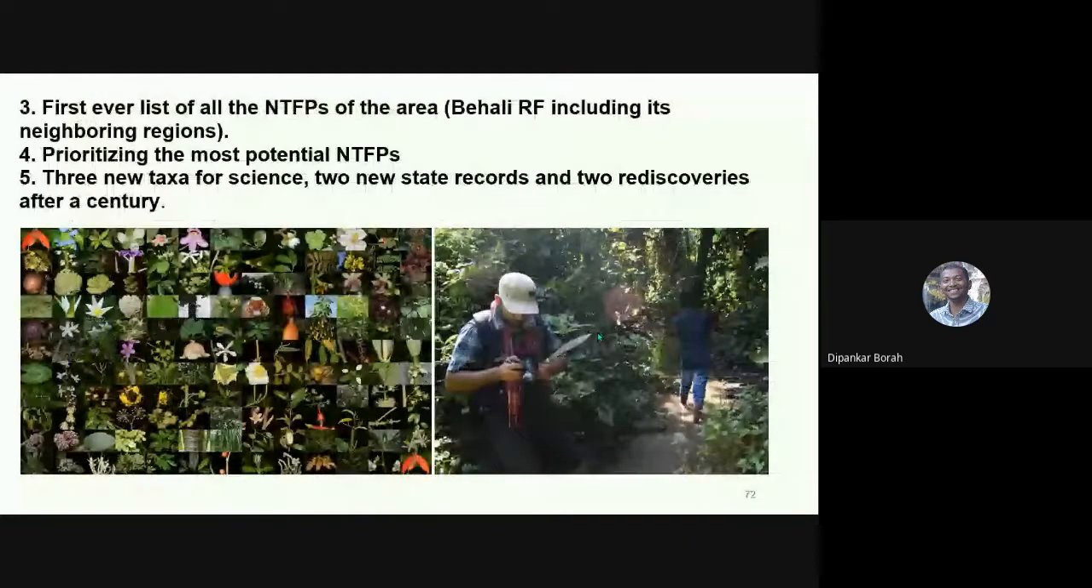Third, the first ever list of all the NTFPs of the area, Behali Reserve Forest, also including its neighboring regions throughout the whole belt from Udalguri district to Lakhimpur district of Assam, Dhemaji district of Assam. This will help the following research to stretch on validation of new nutraceuticals and phytochemicals. Number 4 would be prioritizing the most potential NTFPs. This would help the government to shape future policies in order for an effective forest management through community involvement and upliftment. Five, 3 new taxa for science, 2 new state records, and 2 rediscoveries of the century. This enriches the floral wealth of Assam and emphasizes the rich wealth of these forests.